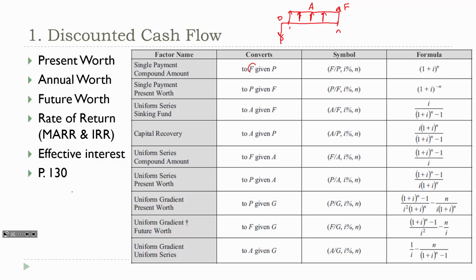So that covers the F, the P, the A. The G is a gradient. So if you happen to have a payment that is increasing at a gradient, this would be a G, not a 6. G.